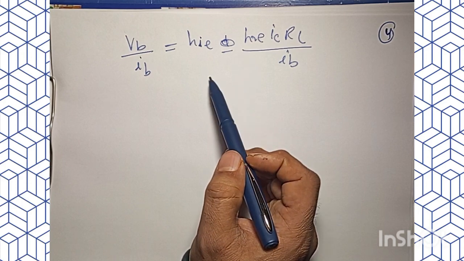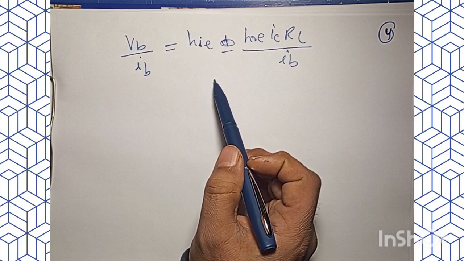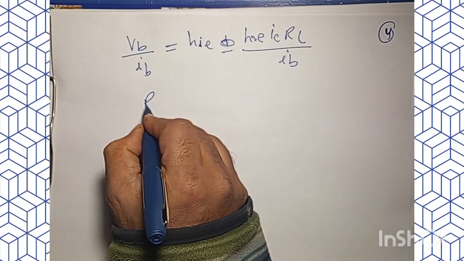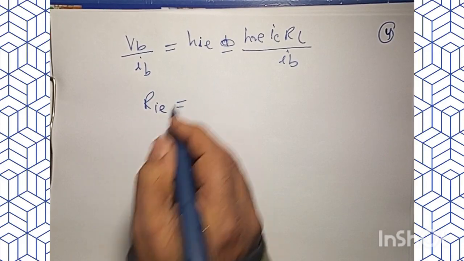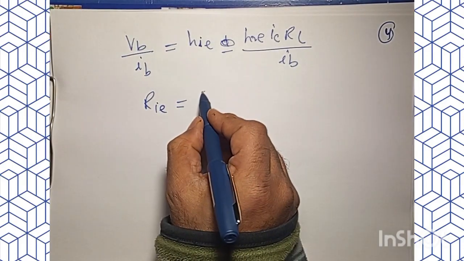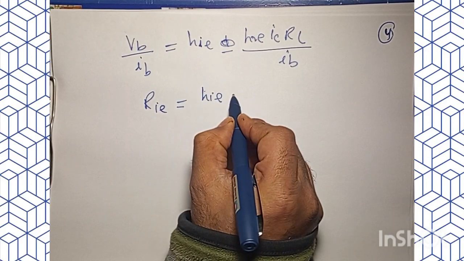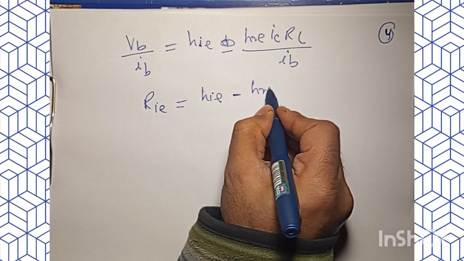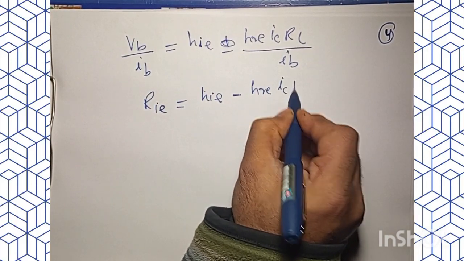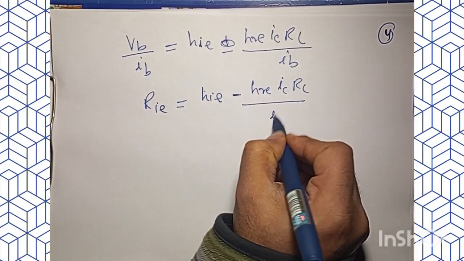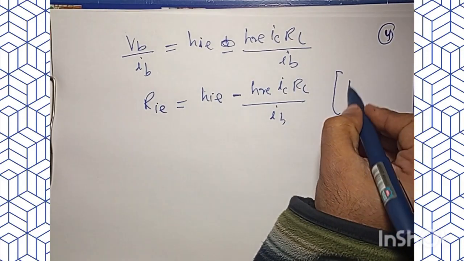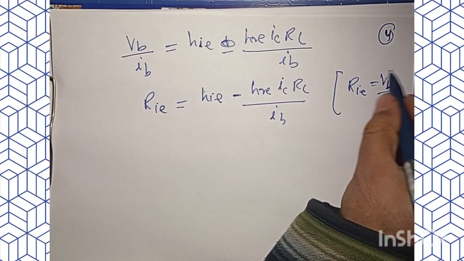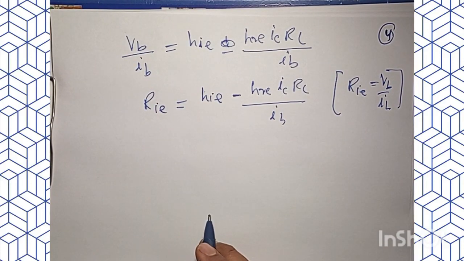How would I define now RIE? This is my RIE, so I can write here RIE. This input resistance is HIE minus HRE ICRL by IB. Now this is because this RIE is VB by IB. Okay, so that's the case.